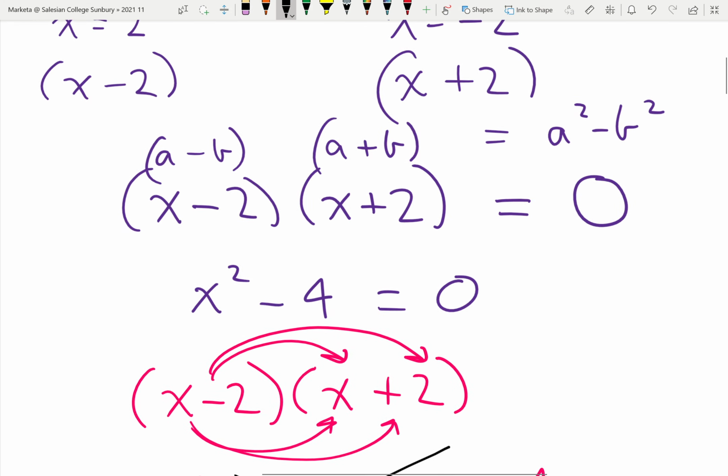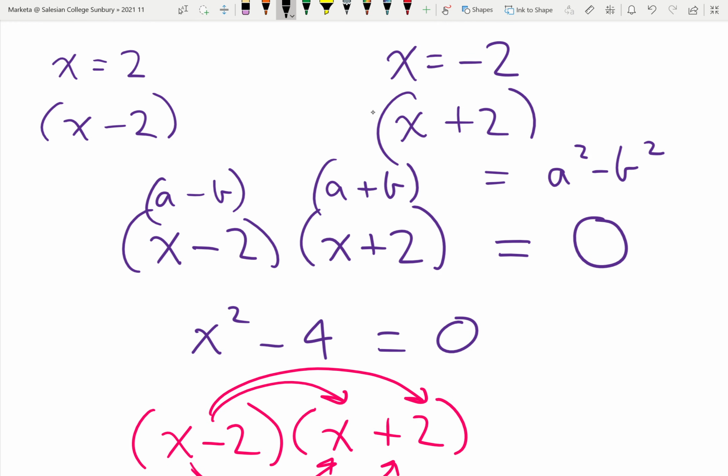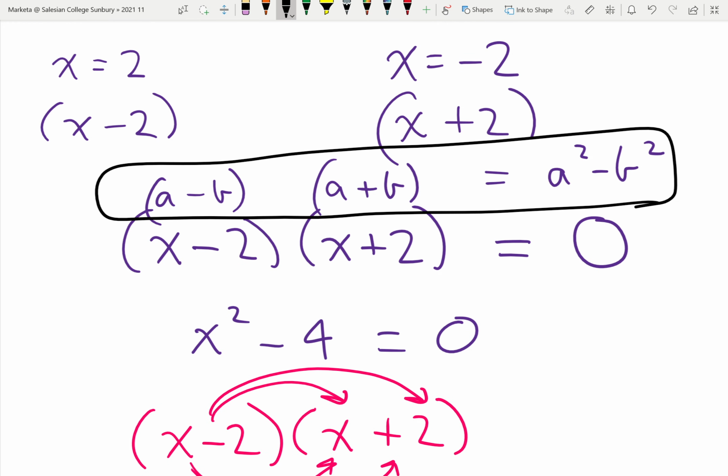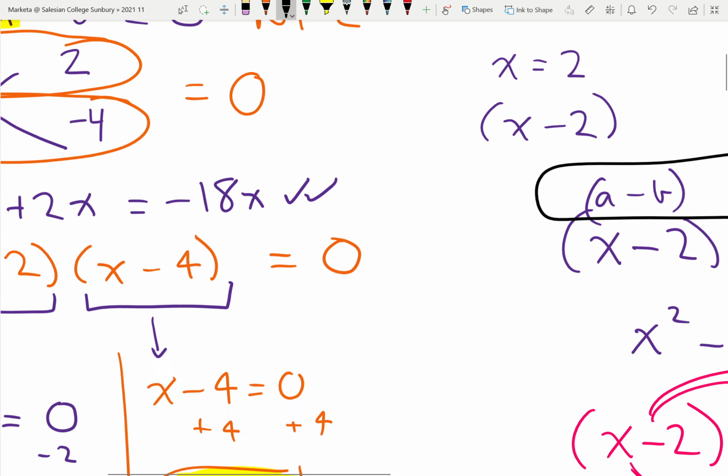It doesn't matter which way you do it, but it is good if you can identify that's a squared minus b squared there. All right, let's move on.